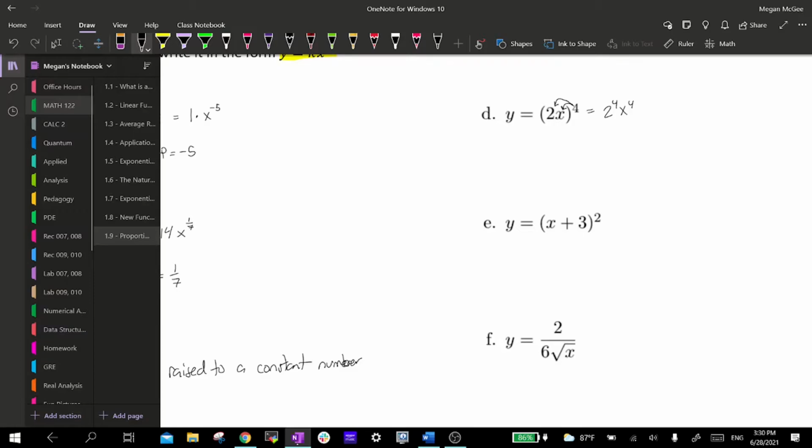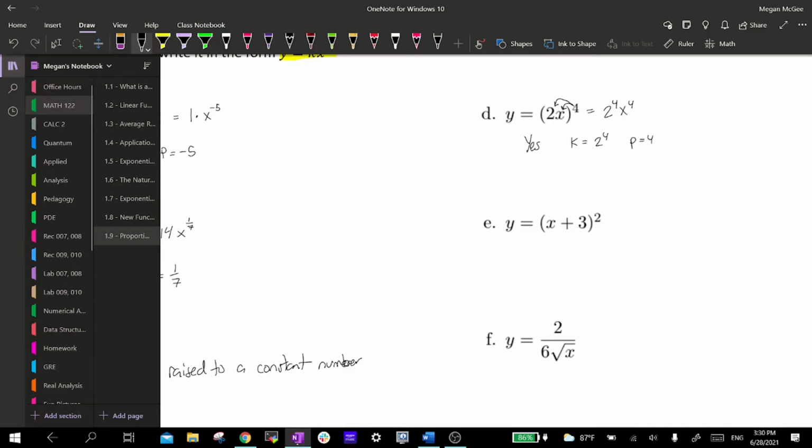It doesn't matter what 2 to the 4th is. It's some large number, or larger number. However, it is a constant. So, yes, this is a power function where our constant of proportionality is 2 to the 4th and our power is 4.